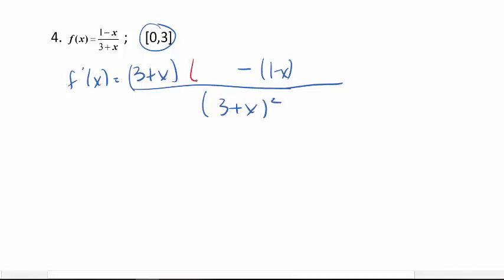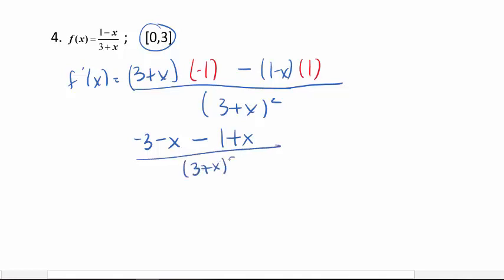Low D high. Make sure you're careful with your signs. So I should get a -3 minus x. And over here I distribute that negative across. Be careful. -1 plus x, all over 3 plus x squared, quantity squared.